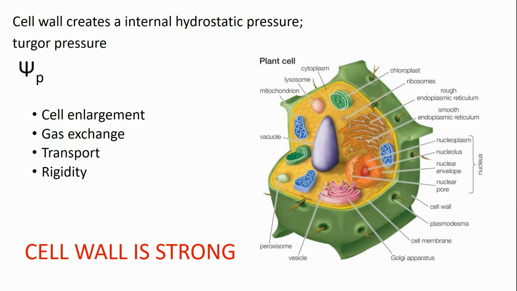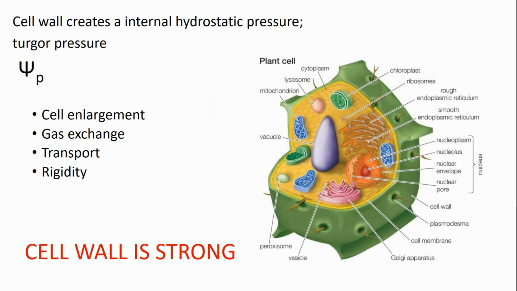So if there's too much pressure coming into the cell, it will burst. If there's too much pressure leaving the cell, it will collapse on itself. So remember: cell enlargement, gaseous exchange, transport, and being rigid. And it's the cell wall that allows the pressure potential to be withstood by the plant cell. Pressure potential will generally be measured by something called a pressure bomb, which you will get to in your pracs, in your prac manual.